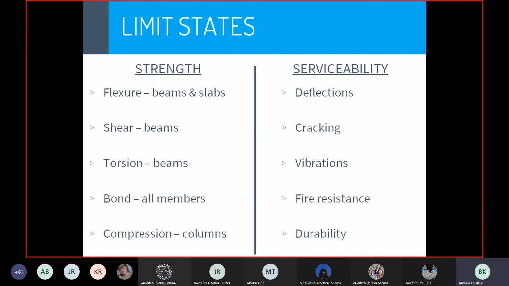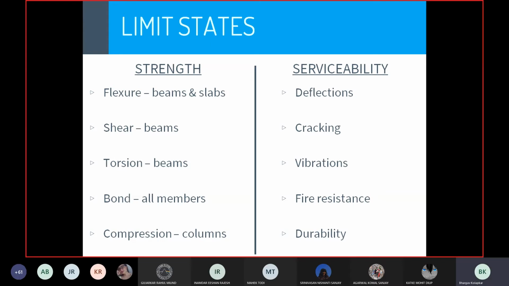Talking about the limit states of serviceability, we have deflections. So we are going to make sure that any flexural element that we design is going to be adequate in terms of deflection, meaning that it will not deflect above a certain limit that's prescribed by the code.